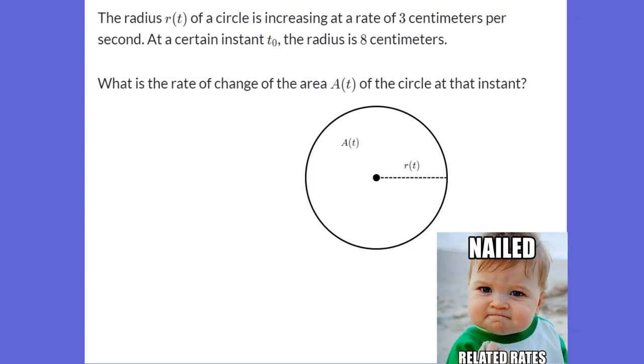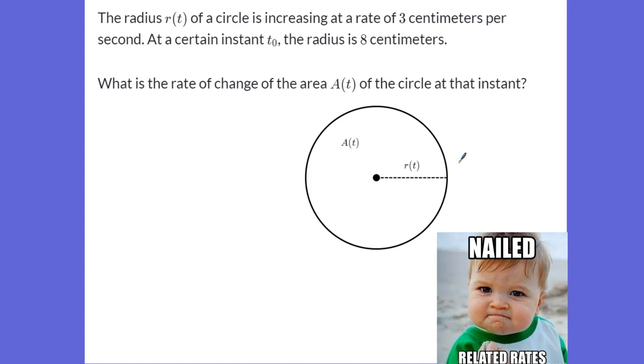So here we can see the radius of the circle is increasing at a rate of 3 centimeters per second. So you can see the radius is getting larger and larger and larger. So what's happening to my circle? If this radius is getting larger at a rate of 3 centimeters per second, what's happening to my circle? My circle's area is getting larger, isn't it?